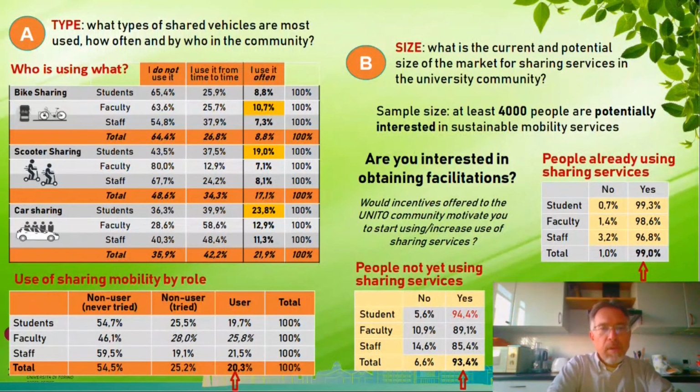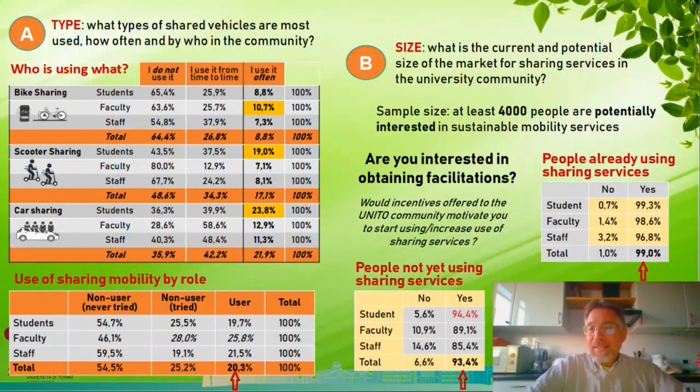In terms of type, as you can see in these tables, car sharing is quite widespread. Scooter sharing is quite widespread as well, especially among students, and faculty members prefer bike sharing. Those are the figures for people who are using these services quite often. Another interesting result can be seen in the table in the lower left. Here we have the split between those who are users, non-users, or people who have tried but are not actually frequent users. As shown by the arrow, only 20% of the sample are actual users nowadays.